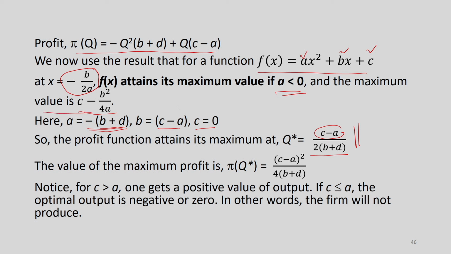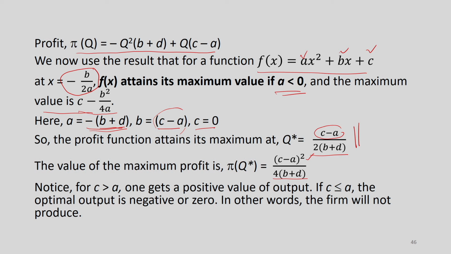And what is the value of that maximum profit? The maximum profit's value is given by this thing, C minus B square divided by 4A. Now, there is no C here, so that part is 0. What is B square? C minus A whole square, and divided by 4A. A itself is negative, so again negative terms will cancel, and you have 4 multiplied by B plus D. Okay. So, this is the solution that we have found for this particular problem of profit maximization.